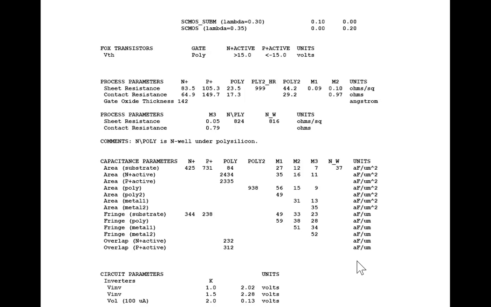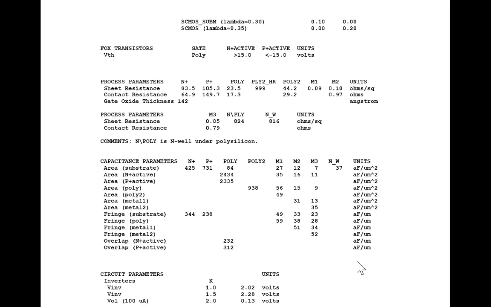The capacitance from poly to metal 1 is 56 attofarads per square micron. The capacitance from metal 1 to substrate is 27. Substrate to metal 2, 12. Substrate to metal 3, 7.